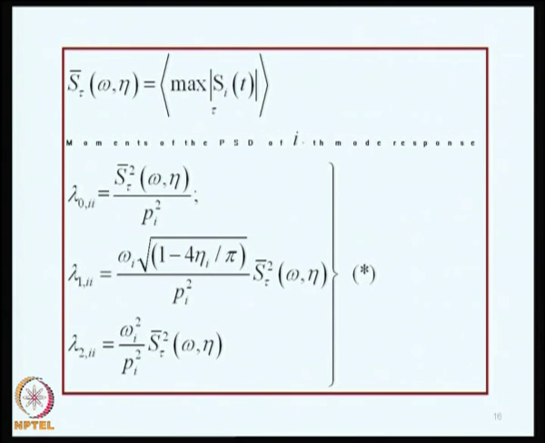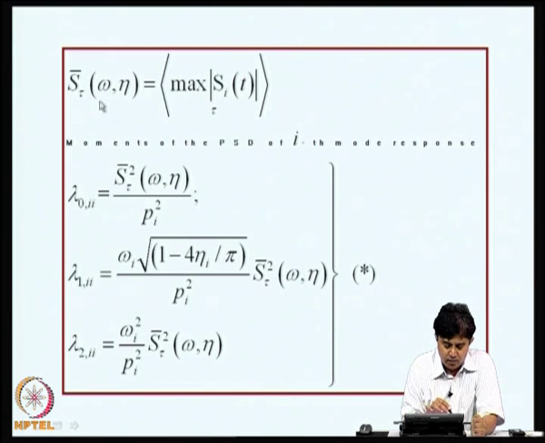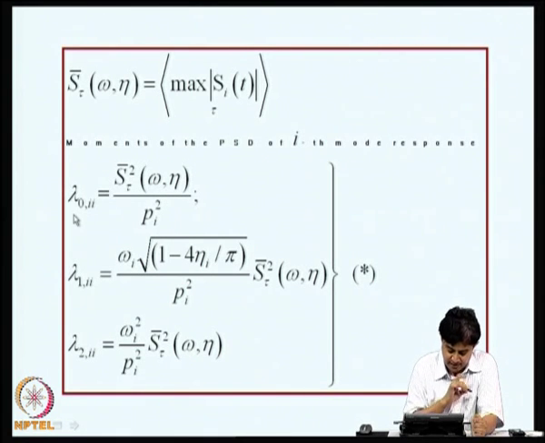Now, the definition is the expected value of the maximum of S_i(t) over tau; I call it S tau bar (omega, eta). Now, the moments of the power spectral density function can be derived in terms of the given response spectrum. Recall that P_i is the peak factor. Therefore, lambda_0ii, which is nothing but the variance, is this peak value divided by the associated peak factor. This is squared because it is a variance.